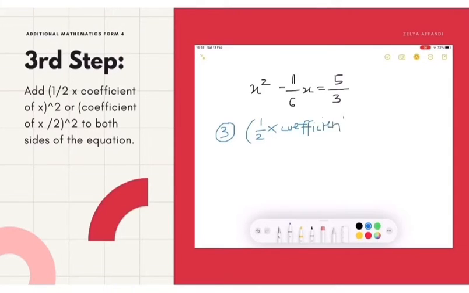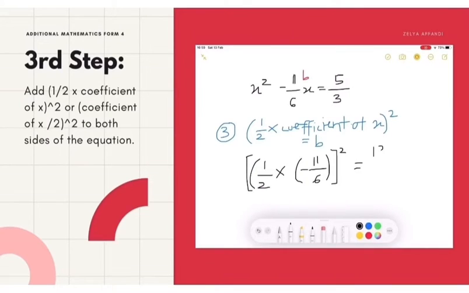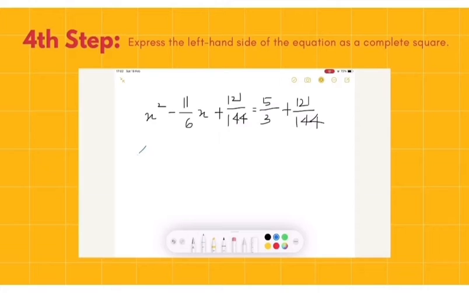The third step will begin by adding 1 over 2 times the coefficient of x, or the coefficient of x over 2, squared to both sides of the equation. The coefficient of x is b, meaning b is negative 11 over 6 here, and we will get 121 over 144. So this is what it looks like after adding the answer to both sides of the equation.